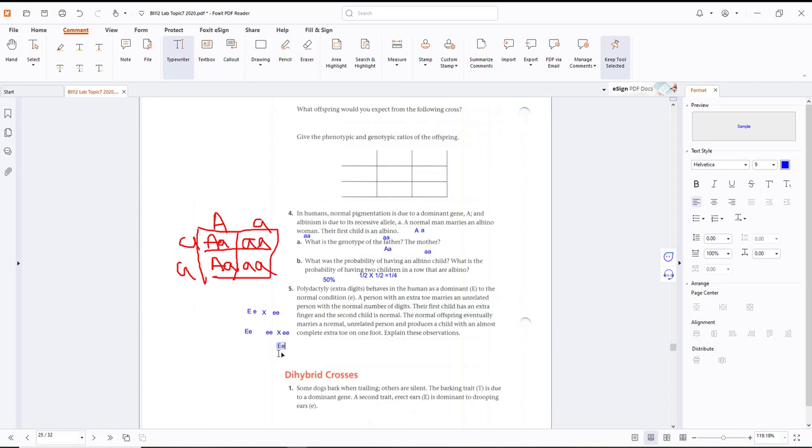Explain these observations. Okay, so how do we end up with somebody who, in this case, has the dominant allele that somehow skipped a generation? Any guesses?